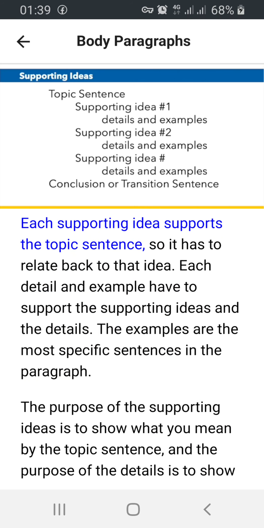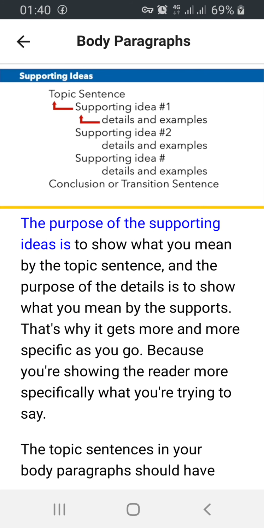Each supporting idea supports the topic sentence, so it has to relate back to that idea. Each detail and example has to support the supporting ideas and the details. The examples are the most specific sentences in the paragraph. The purpose of the supporting ideas is to show what you mean by the topic sentence, and the purpose of the details is to show what you mean by the supports. That's why it gets more and more specific as you go, because you're showing the reader more specifically what you're trying to say.